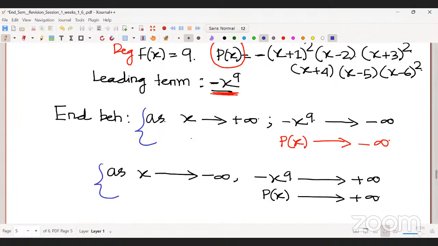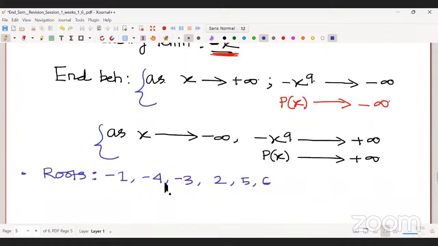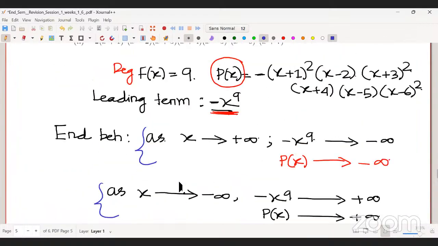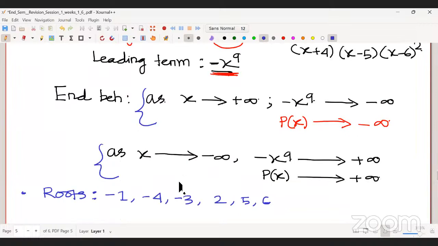Can one of you tell me what the roots of this polynomial are? Correct. So this is -1, -4, -3, then 2, 5, 6, right? So I have precisely 6 roots. And one more thing you need: to draw the polynomial, you also need to know the multiplicity of all the roots.